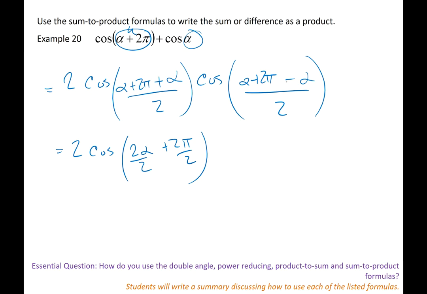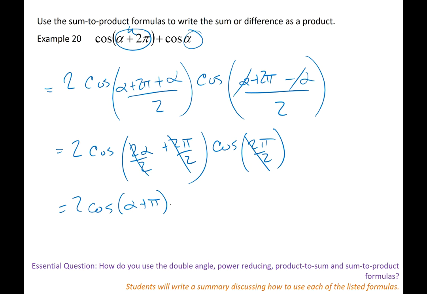All right, and then here, what happens with the alpha and the alpha? They cancel, so we've got cosine of 2 pi over 2. What happens with the 2's? They all cancel, right? So we've got cosine of alpha plus pi times the cosine of pi.